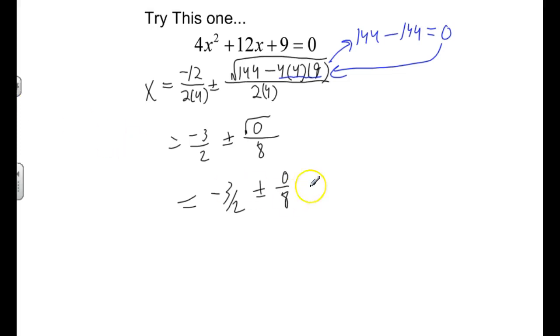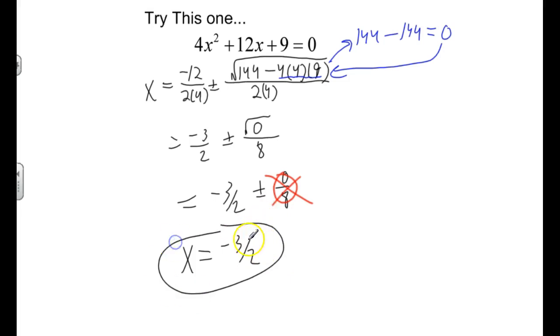Well, if I add and subtract 0 to any number, that just goes away, right? So I really have my answer as x equals negative 3 halves. Now notice, in this case, I only got one solution. It's kind of unusual. Anytime this value is 0, I'm going to get one solution because you're adding and subtracting 0.